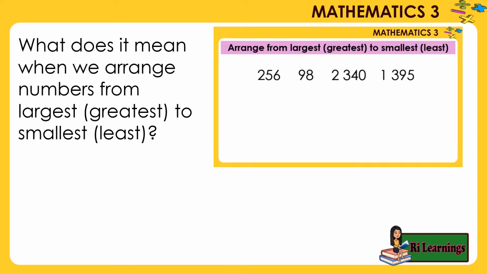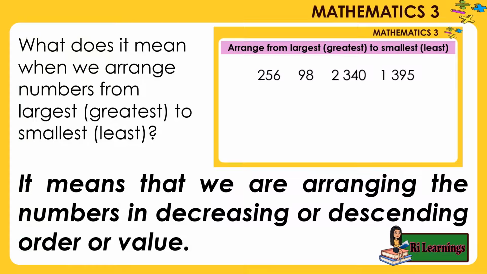What does it mean when we arrange numbers from largest, greatest, to smallest, least? It means that we are arranging the numbers in decreasing or descending order of value.